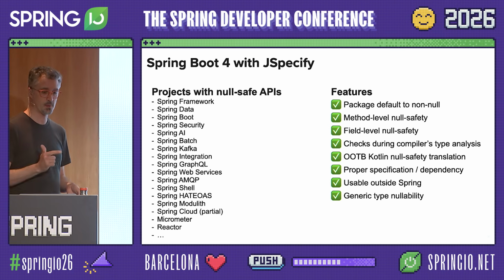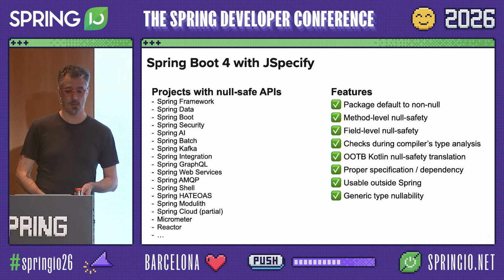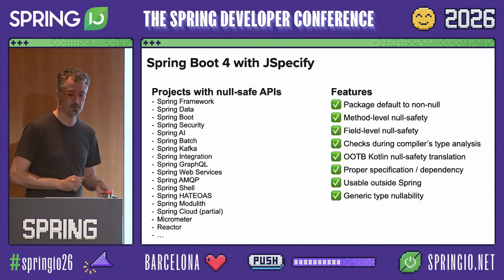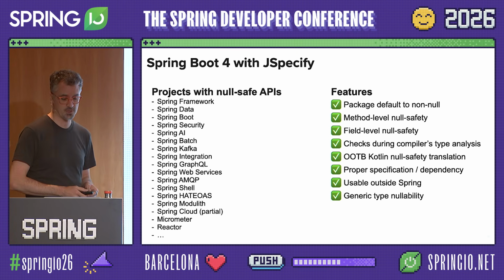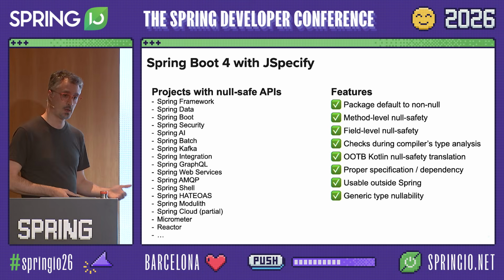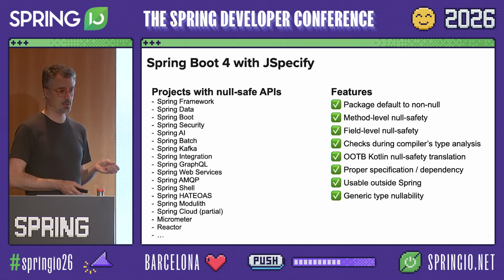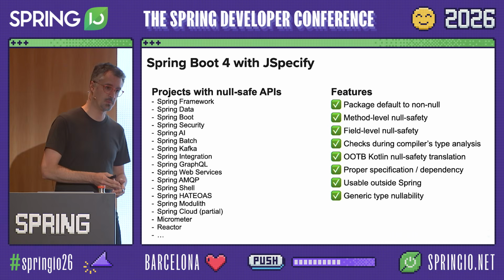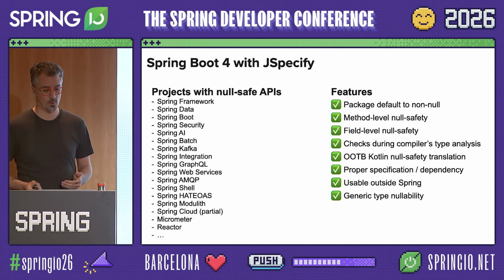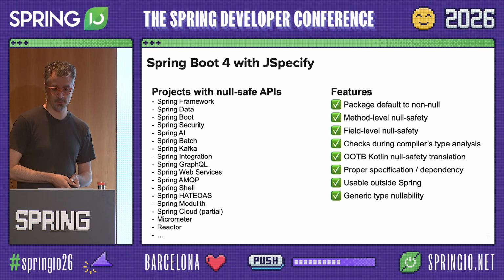In addition to Framework and Data, who just migrated from Spring Framework annotations to JSpecify, we now have Boot, Security, AI, Batch, Kafka, Integration, GraphQL, Web Services, AMQP, Shell, Modulith, Cloud, and even Micrometer and Reactor providing null-safe annotations with JSpecify. It has been long to introduce, but now that it's introduced, we are able to move faster and in a safer way for future evolution.